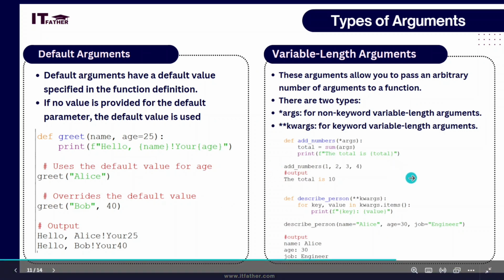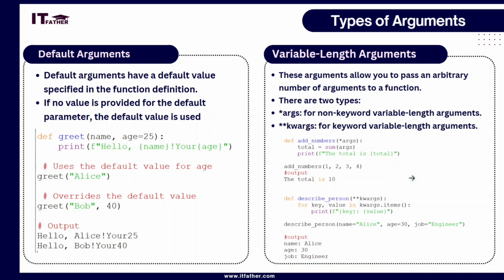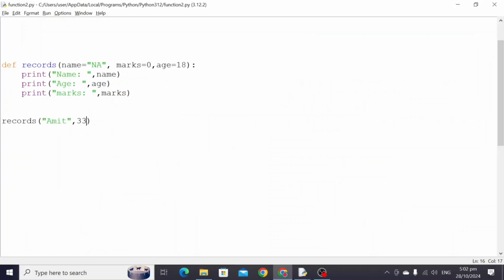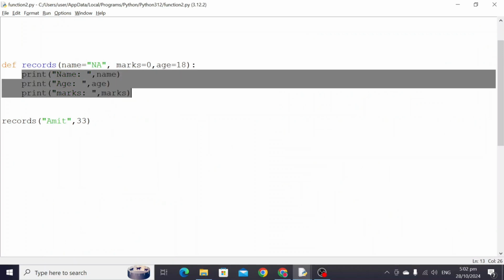These arguments allow us to pass an arbitrary number of arguments to a function, and these are of 2 types. One is the non-keyword variable length argument and the second is the keyword variable length argument. So first of all, let us understand what this non-keyword variable length argument is. For example, we want to perform a simple addition task. Okay, let us do that.